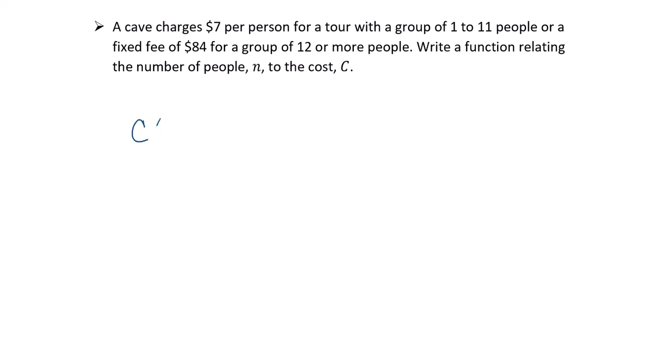So we have the c of n. N is the number of people. So we're going to have restrictions on the domain based on the number of people. So if we have between 1 and 11 people, then we're going to be charged $7 times each person. Or we can have a fixed fee of $84 for n greater than or equal to 12.